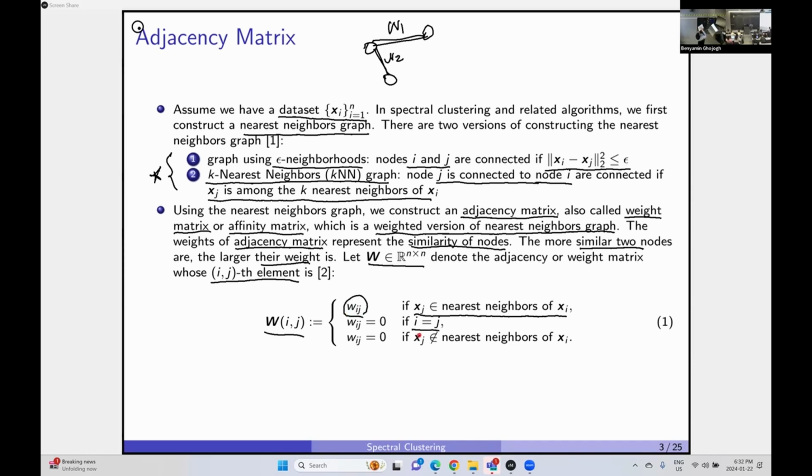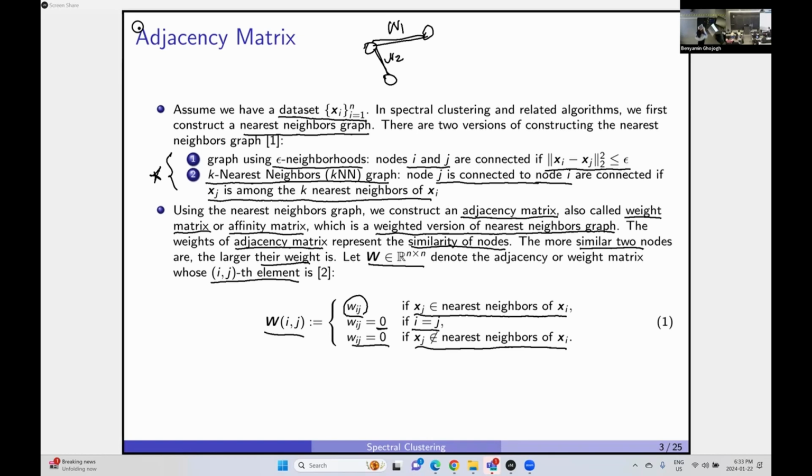If i equals j, so it's on its main diagonal, I put 0 because I don't want to say every point is its own neighbor. Okay. If xj is not one of the neighbors of xi, then I'll put 0 because they are not neighbors. As you see, it's usually a sparse matrix, especially if k is small.